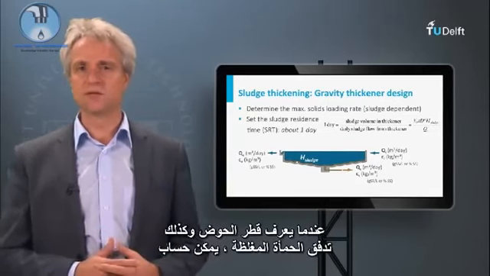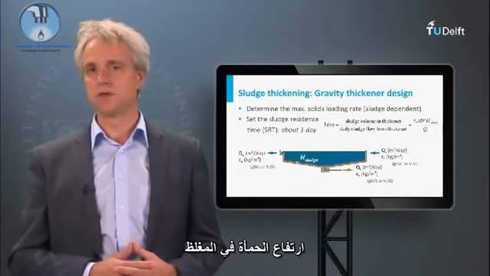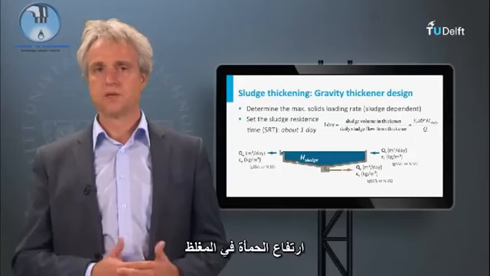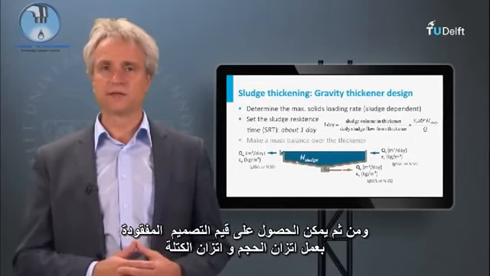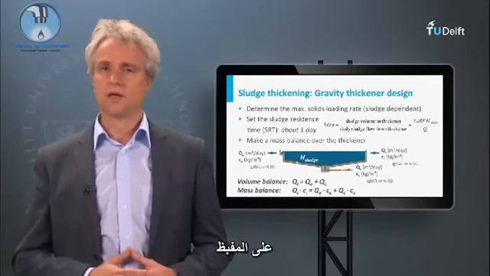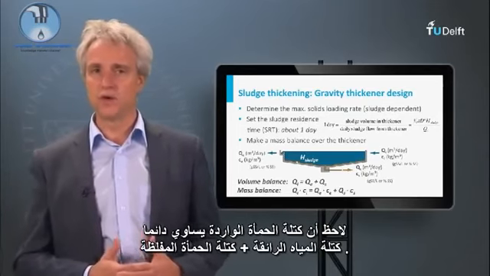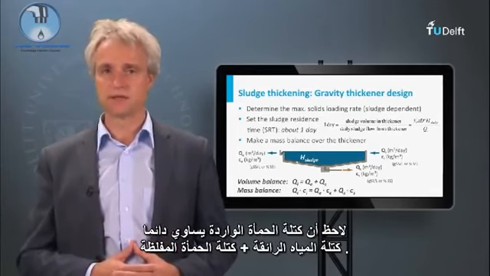When the tank diameter is known, as well as the thickened sludge flow, the sludge height in the thickener can be calculated. Missing design values can then be obtained by making a volume balance and a mass balance over the thickener. Note that the influent mass always equals the effluent mass plus the mass in the thickened sludge.